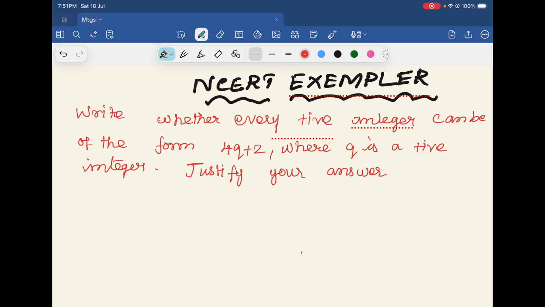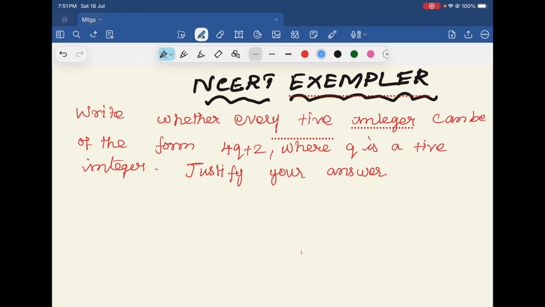The first question is: write whether every positive integer can be of the form 4q plus 2, where q is a positive integer. Justify your answer. Here it is given every positive integer can be of the form 4q plus 2. Since it says justify your answer, you have to say yes or no. So first we check.